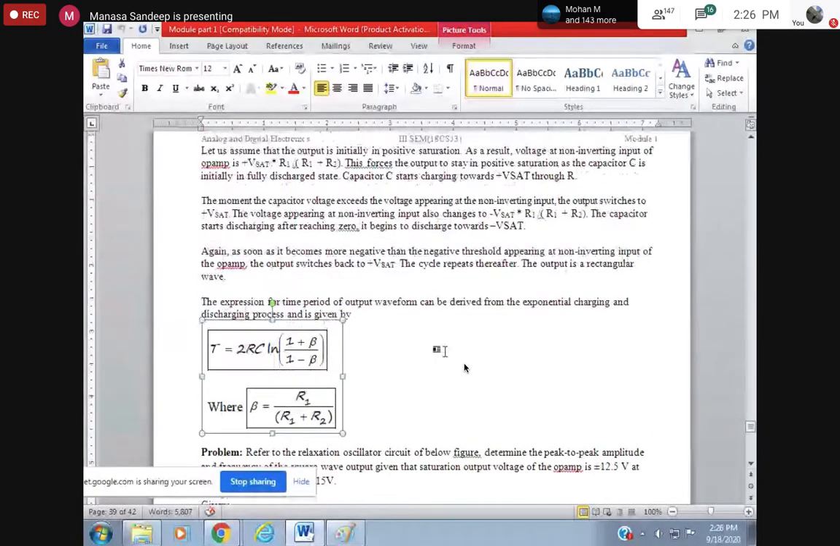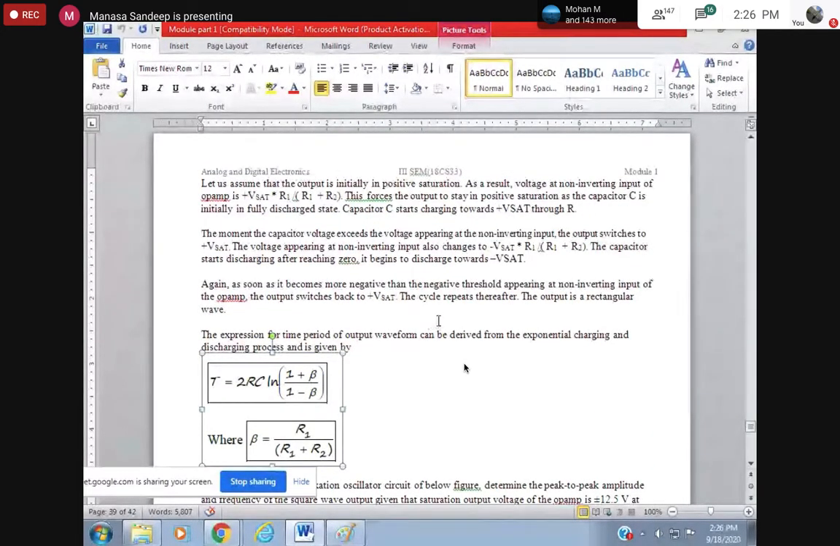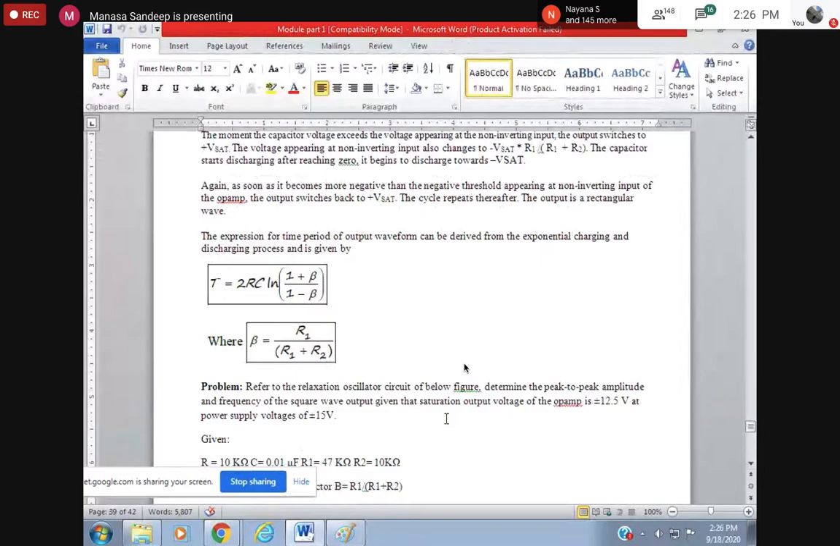Ma'am, how did we get this one? What is T? T is nothing but T on and T off. You get T on and T off by using these two formulas, the derivation. The derivation we don't have, it's okay. Here they have given us this formula directly and we need to write this formula, that's it. Next, beta stands for the feedback factor. Beta value is R1 divided by R1 plus R2.